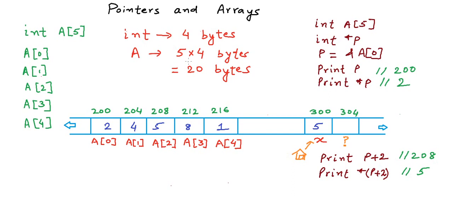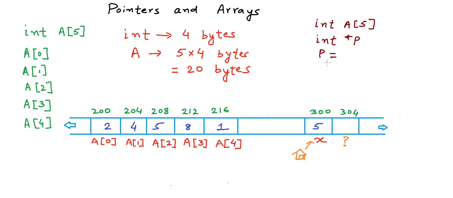There is one more property of the array. If we just use the name of the array A, then A gives us the pointer to the first element in the array.